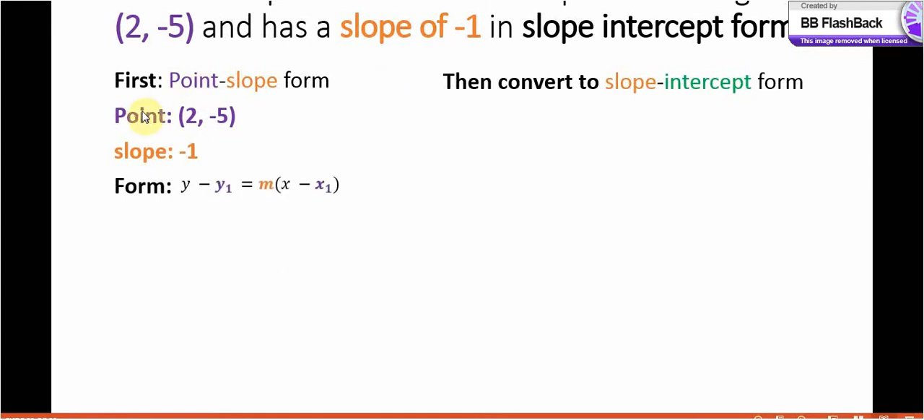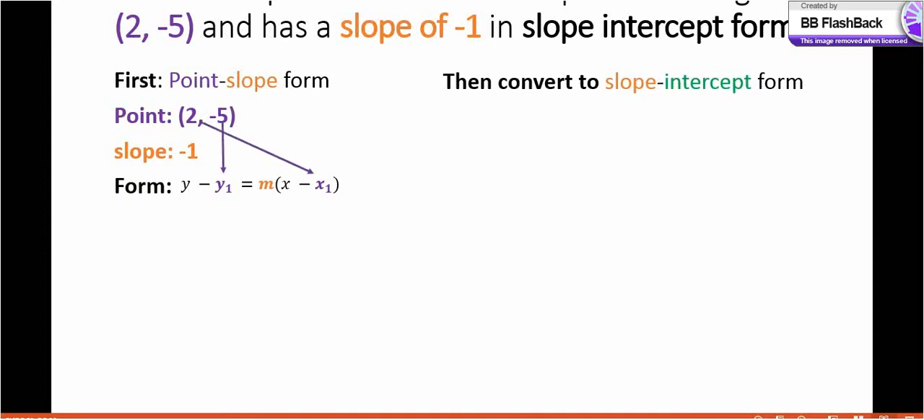Now, all of these things are in the name of point-slope form. And they gave us the point in the problem right here. And they gave us the slope in the problem right here. And the form, we are wanting to put it into point-slope form, and this is the form for point-slope form.